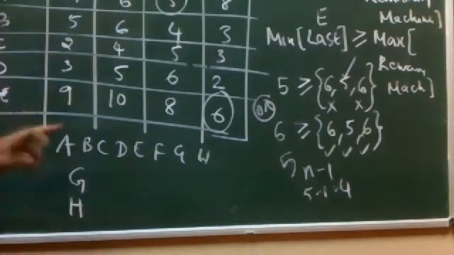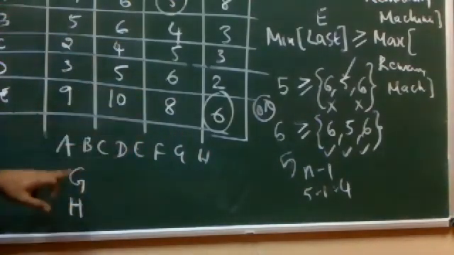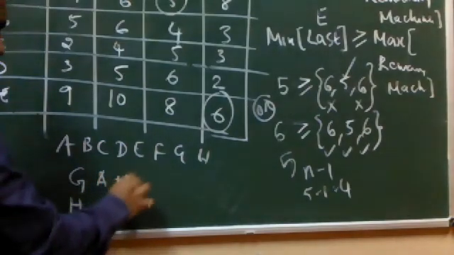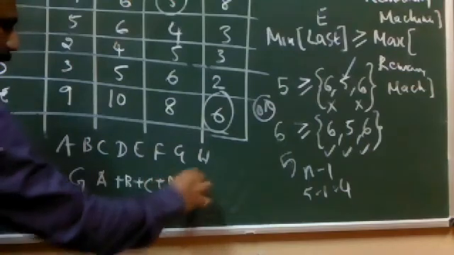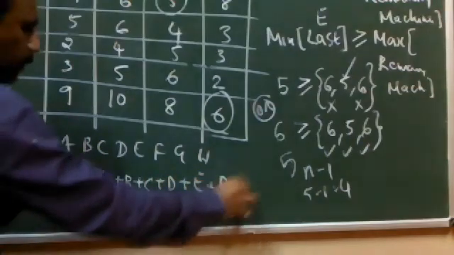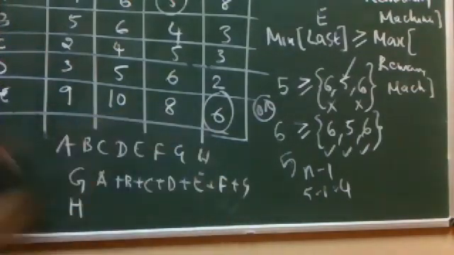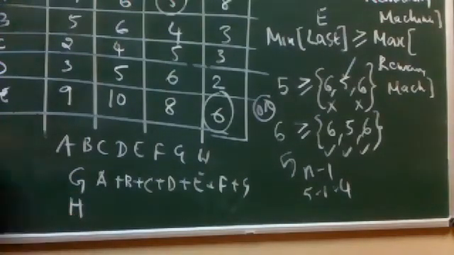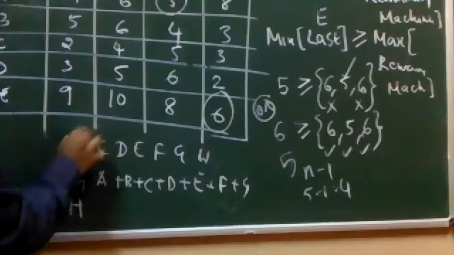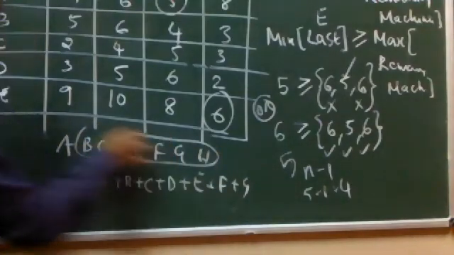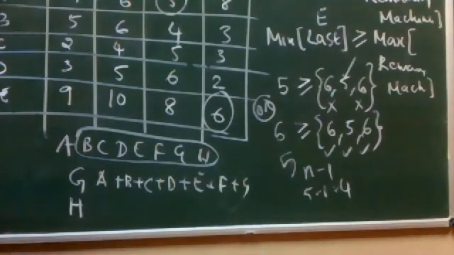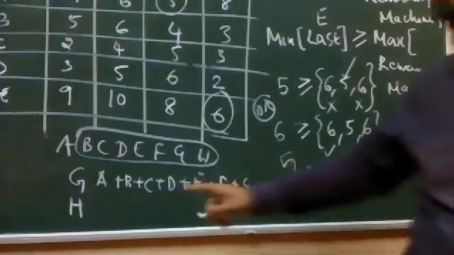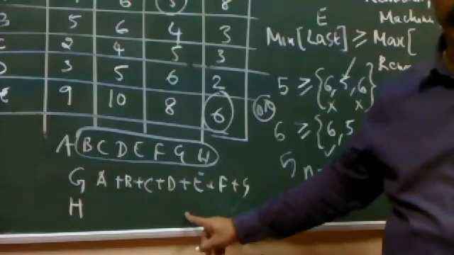That means the first 7 machines will come to G. And the first 7 are A plus B plus C plus D plus E plus F plus G. The first 7 machines will be G. And similarly, what will be the H? The next 7 machines start from B and go till H. This is what you need to understand clearly when you are converting the problem into 2 fictitious machines.